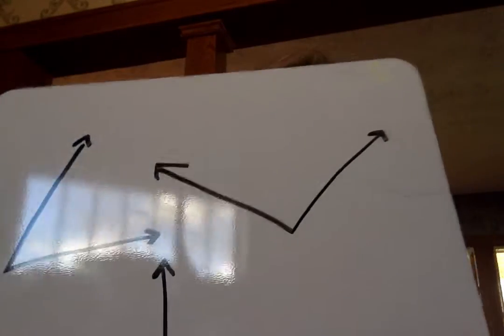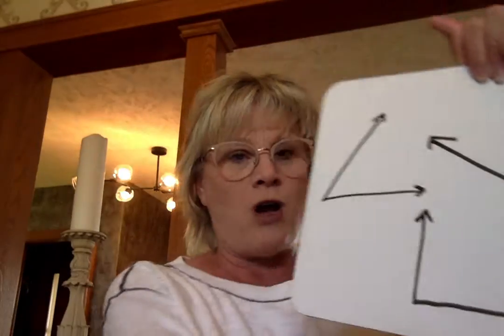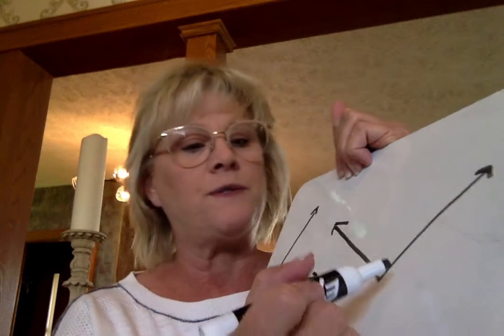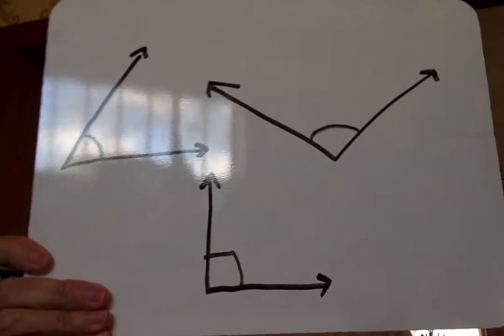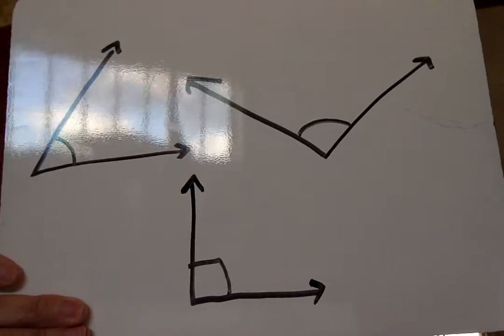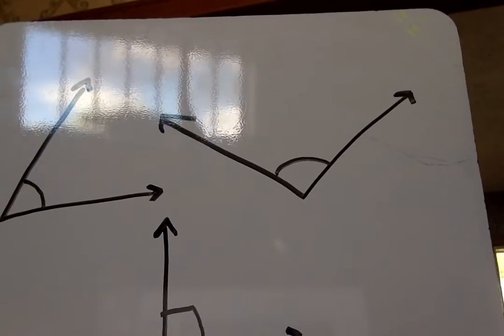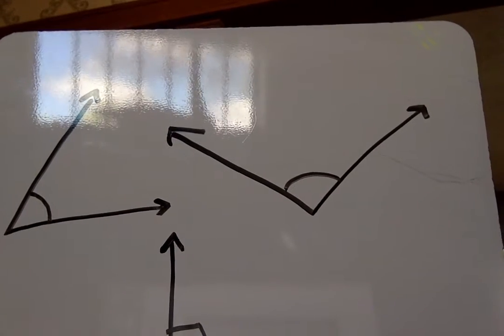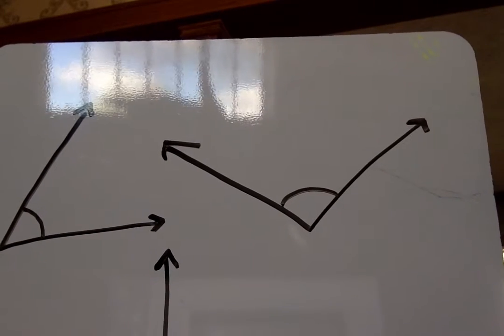So here are some different angles, and I am going to draw some arcs to show the angles, like this. Mathematicians have names to describe the size of different angles. Today you will learn the 3 special names that mathematicians use to describe angles. These names are acute, right, and obtuse.